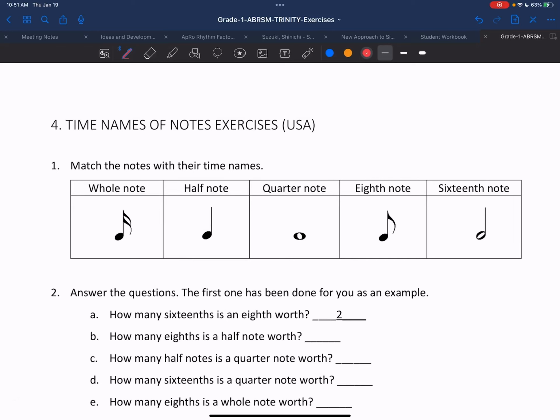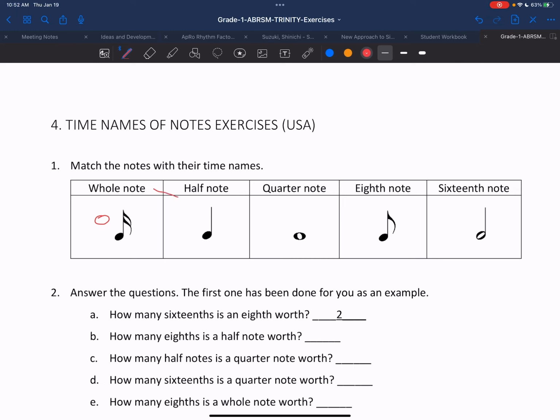This is the answers for the fourth exercise, time names of note exercises for grade 1 music theory. For this one, we're going to use the USA terms rather than the UK terms. So you may have done this first exercise or the first question in a different way, but the correct answers are as follows. For a whole note, we should have this note.